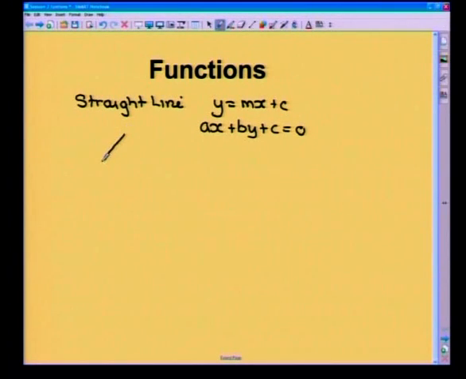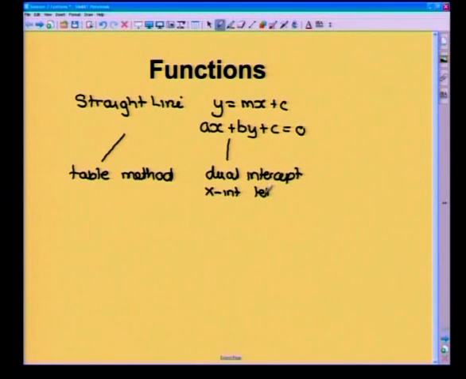Right, so now if we're looking at the straight line, we know that there are several ways that we go about sketching it. The first way is the table method. Although there's nothing wrong with the table method, it is sometimes a bit of a long method to do and not very ideal. We also have what we call the dual intercept. Dual meaning two intercepts. And there we will be looking at the x and y. So if we looked at the x-intercept, we'd let y equal 0. And if we're looking at the y-intercept, we would let x equal 0.